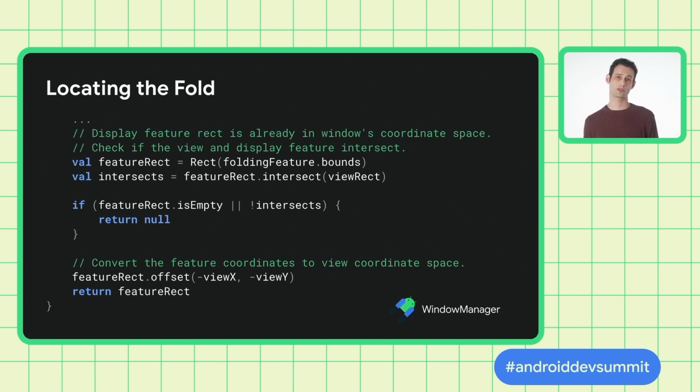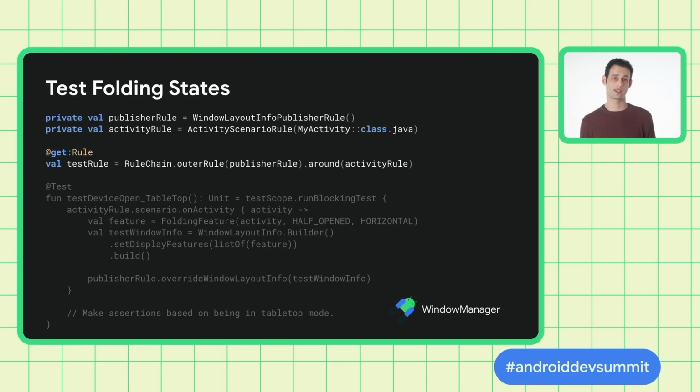Sliding pane layout will position the panes on either side of the fold as long as both panes fit. If your app has special behavior related to folding states, you're going to want to write unit tests for that. Jetpack Window Manager includes a test rule that can simulate a folding feature during instrumented tests.